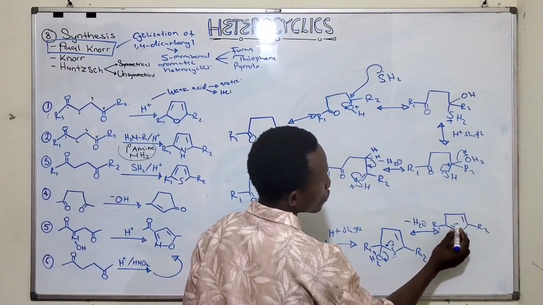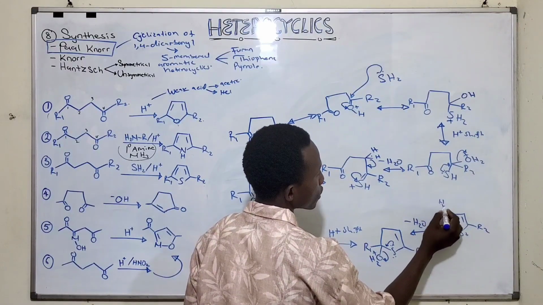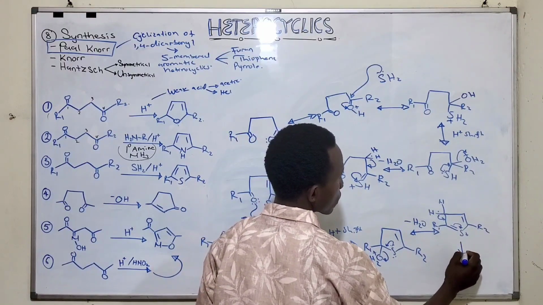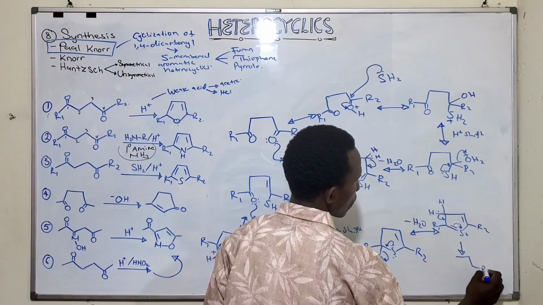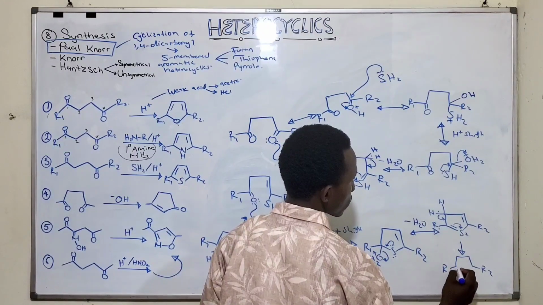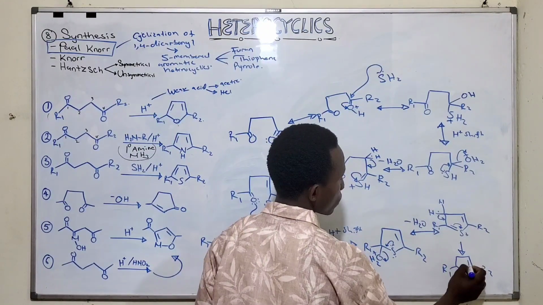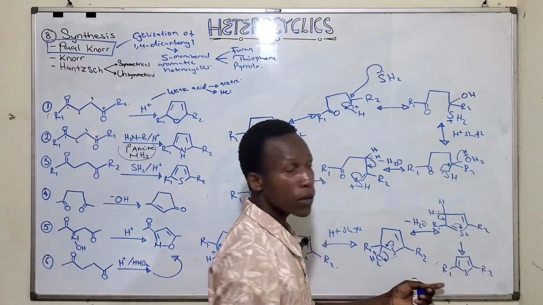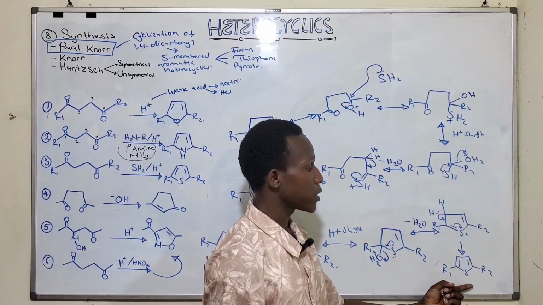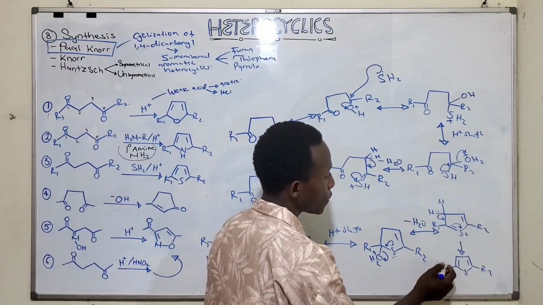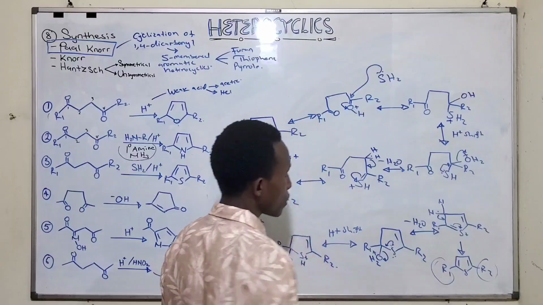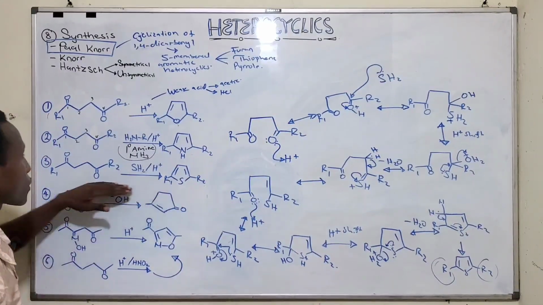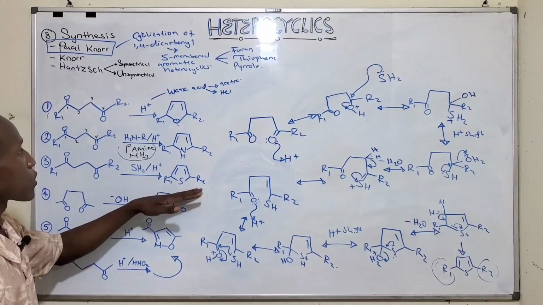Now, as it tries to stabilize, remember, this one is still saturated. One of the hydrogens will be lost, forming this R2, R1, S with two bonds. So if these are both hydrogens, we have thiophene without substituents. But if these are other groups, it is thiophene with two substituents. That's how we write the mechanism for this reaction for synthesis of thiophene.